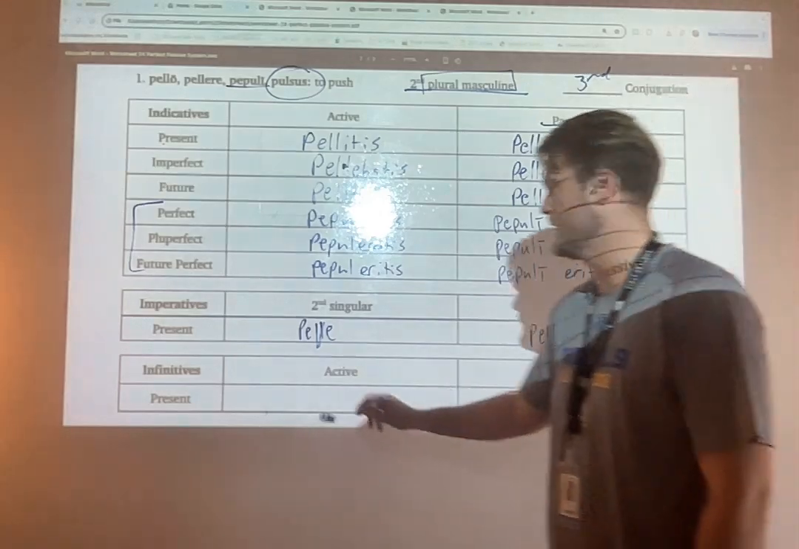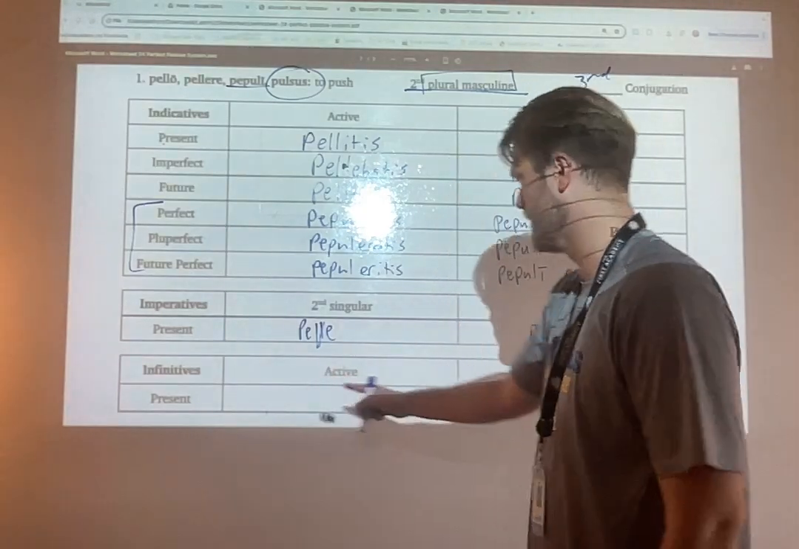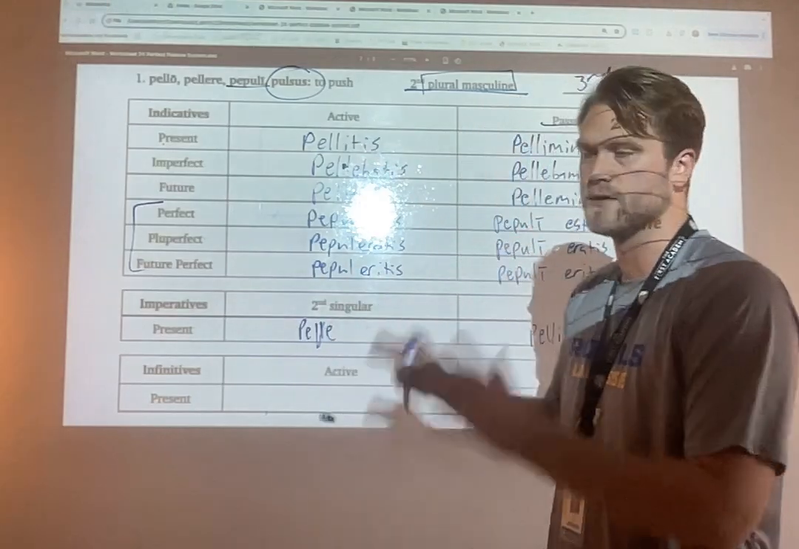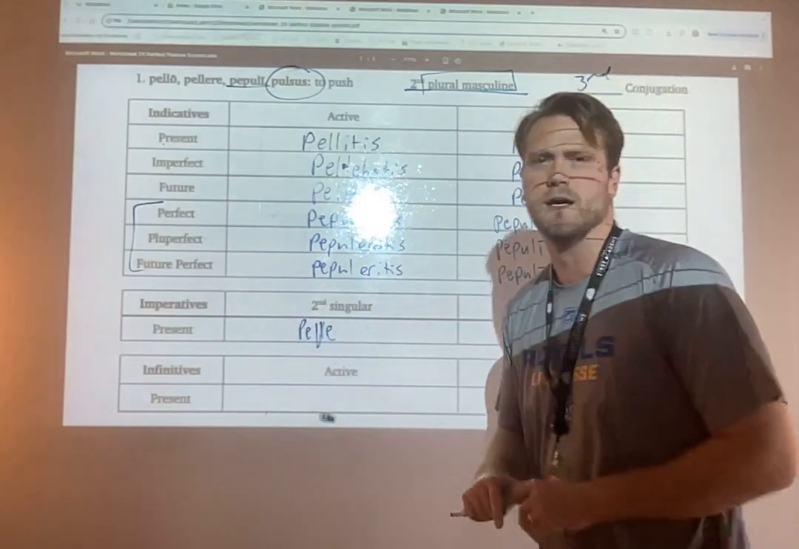All right, infinitives, I've really only got the two present infinitives here because I had to fit a bunch of synopses on these charts when I was using these charts before.